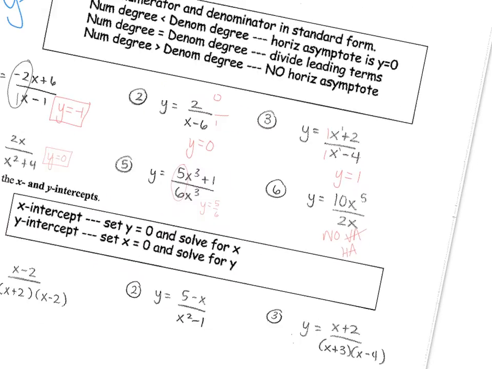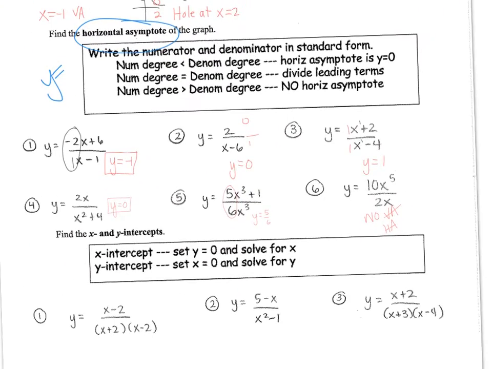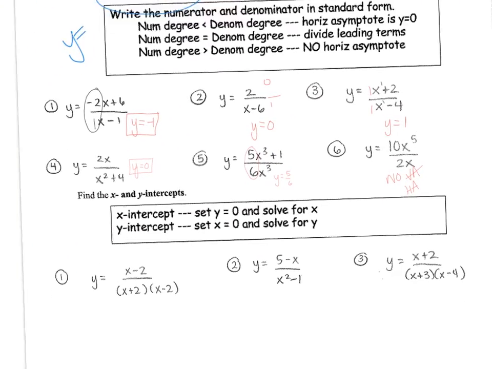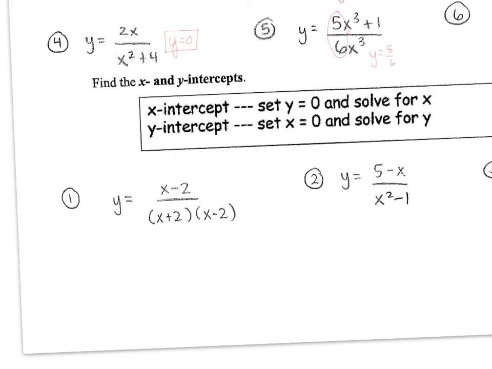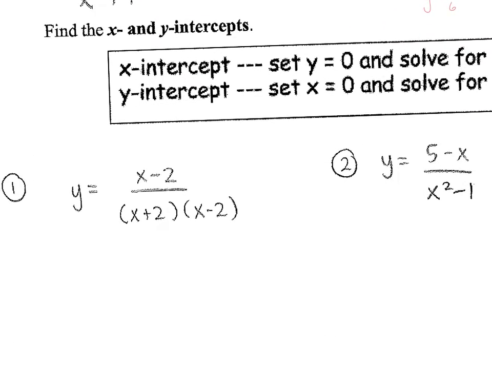So make sure you look over this table. And then to graph one of these rational functions, you want to find the x-intercepts and the y-intercept. So to find the x-intercept, you're going to set y equal to 0. So 0 equals x minus 2 over x plus 2, x minus 2.